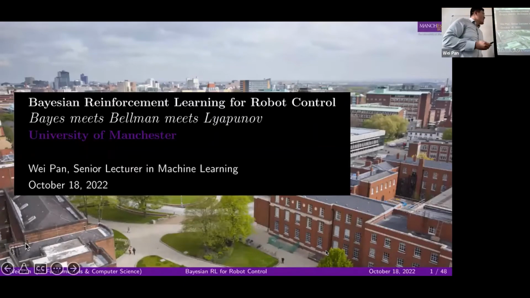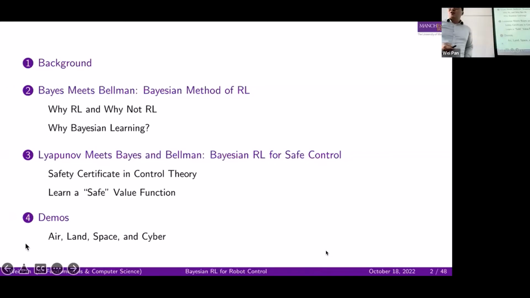Let's see what happens. This is the outline of this talk. First, I'm going to give some introduction about myself and my research. Then I'm going to meet the first 2 persons, Bayes and Bellman, regarding Bayesian reinforcement learning, which can be used for control. Later, we'll introduce the 3rd person, Lyapunov. Why? Because robotic control often happens in safety-critical scenarios, so we need Lyapunov to give us the tool to show a safety certificate. And last, I'm going to show some demos from different applications from air, land, space, and cyber.